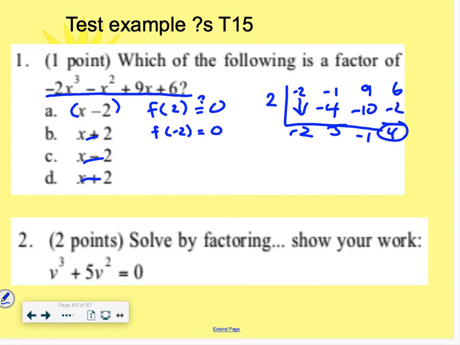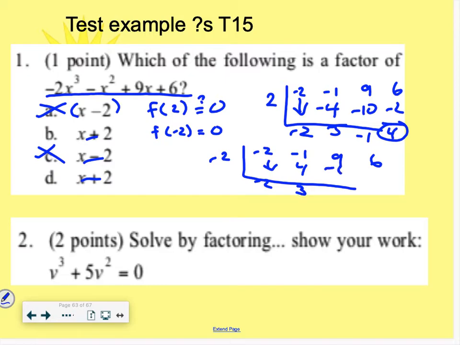So what I've done is I've just shown that 2 is not a 0, so x minus 2 is not a factor. So let's try the same thing with negative 2. And as you can see, it works out to be 0. So f of negative 2 is 0, which means x plus 2 is a factor.